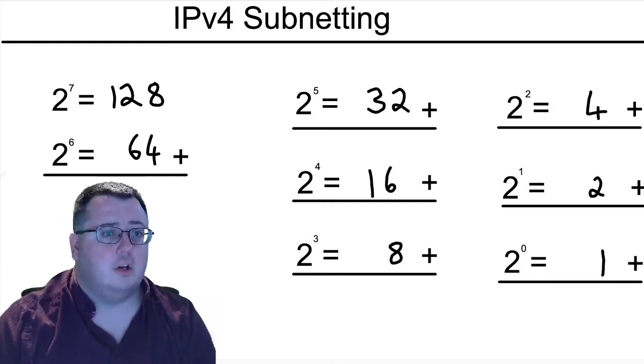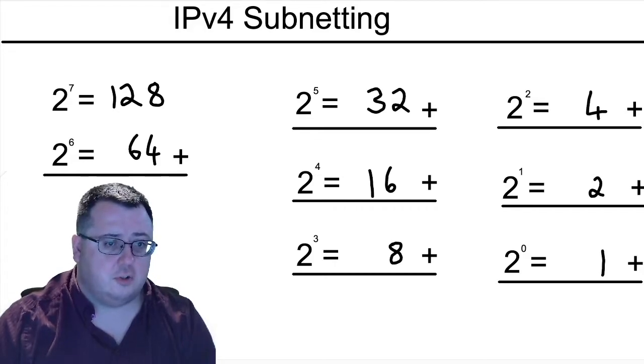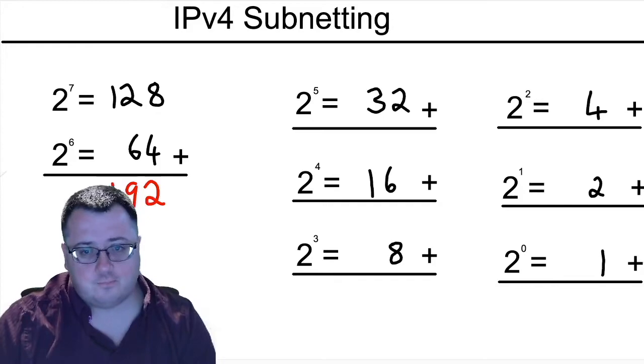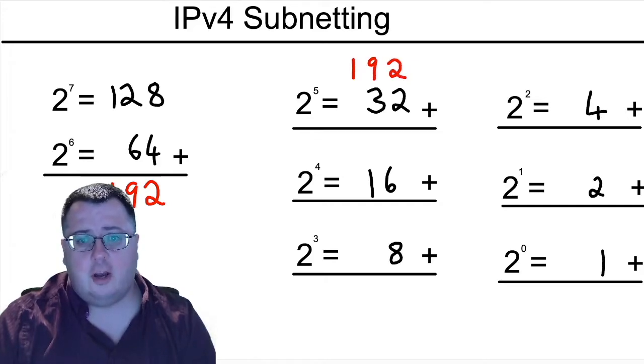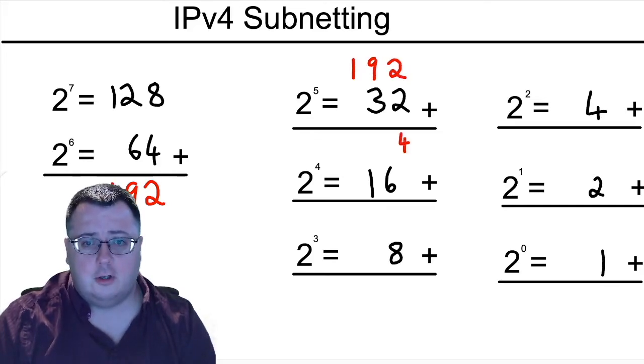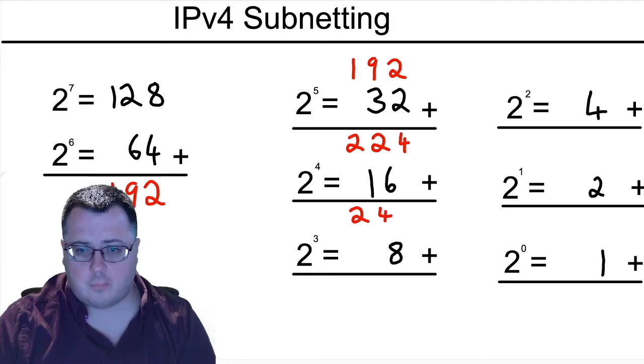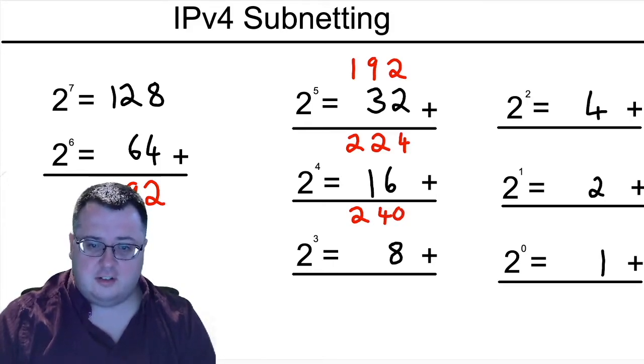So 128 and 64 together gives me 192. So that's the first one to really be aware of, 192. That's what you're going to get if you add 64 and 128 together. If I put 192 above the 32 now, and I work out what I'm getting here, I will get 4, 2 and 2, 224. If I now add 224 and 16, that will give me 240. 240 plus 8 is 248.